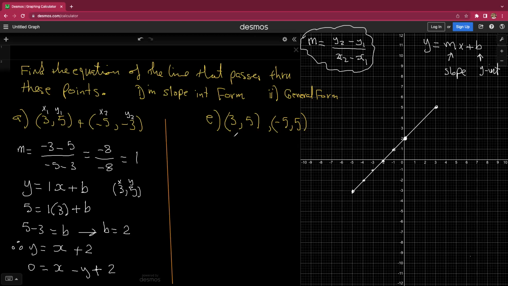Now, how about this? After I do this, guys, I'm going to let you do C for yourselves, okay? But I want to do this first. So now we have to calculate the slope of this. M equals, of course, (y2 minus y1) over (x2 minus x1). So it's 5 minus 5 over -5 minus 3, which gives me 0 over -8. And 0 divided by anything gives you 0.